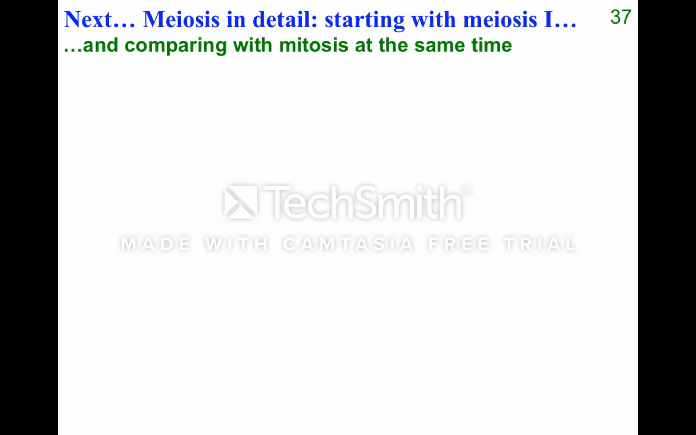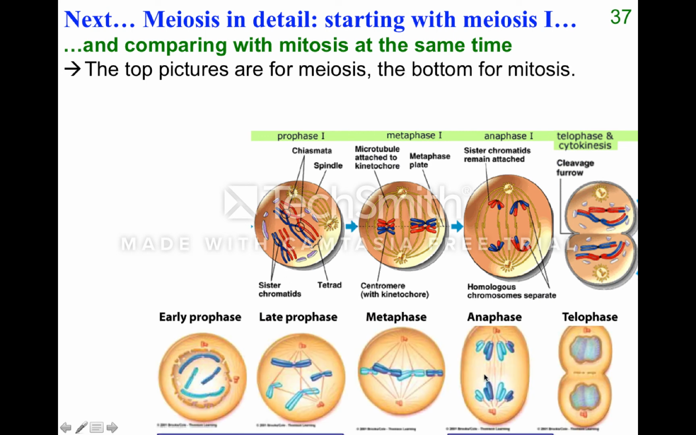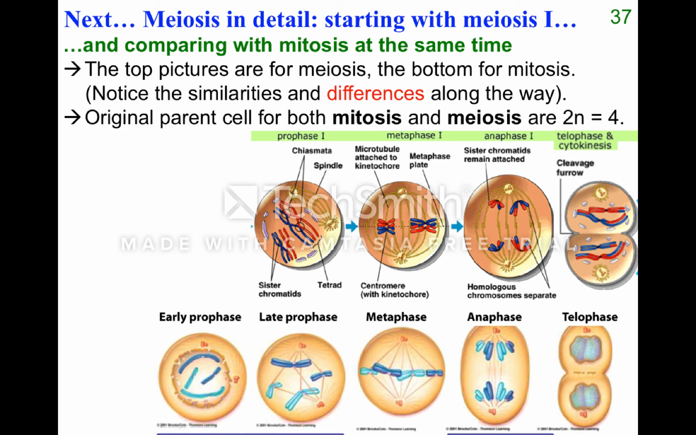Okay? And while we go through meiosis 1, we're going to take our time and compare it with mitosis at the same time. So I'm going to do meiosis 1 stuff in blue and mitosis in green and so forth. As I go through this, I'm going to have the pictures for meiosis up top, and then the same figure that you saw earlier for mitosis underneath, so you can basically line them up and think about them. Along the way, notice the similarities, which will be in black text, and also the differences, which I'll highlight in red text, so you can see what are the actual main differences between meiosis 1 and mitosis.